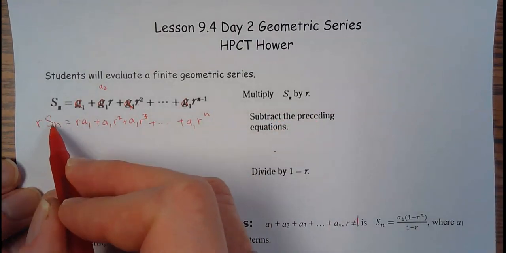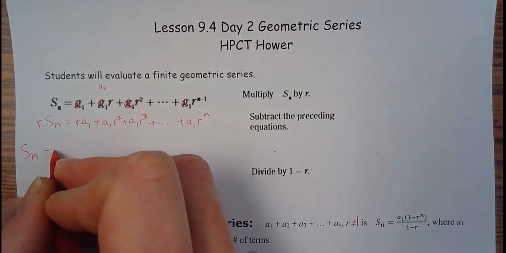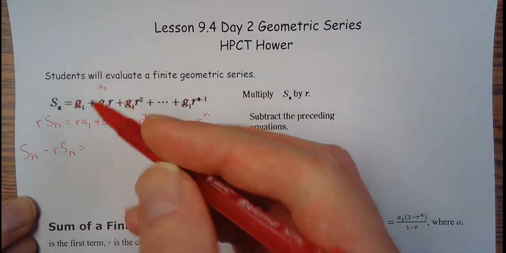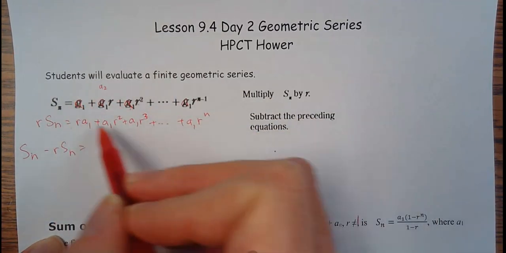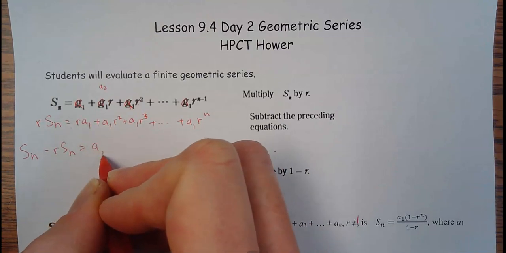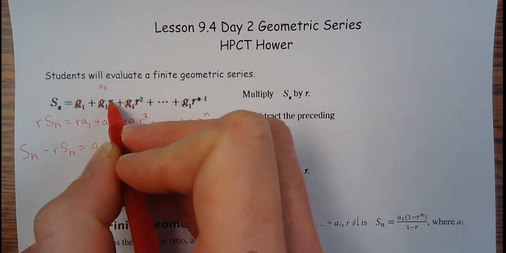So I'm going to take the first equation minus the second equation. So I'm going to take S sub n minus R times S sub n. So if I take the top minus the bottom, well, A sub 1, there is no A sub 1 down here, so that doesn't get taken away. But A sub 1 times R, A sub 1 times R, they would wipe each other out.